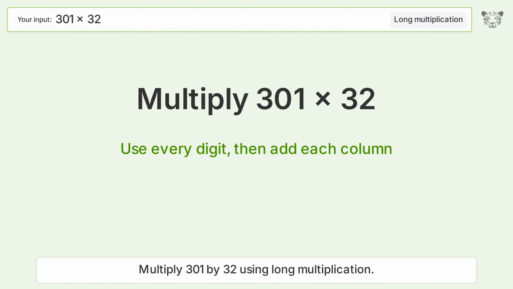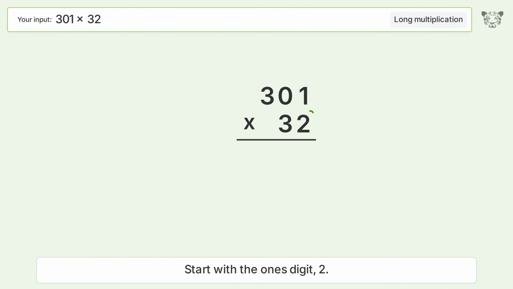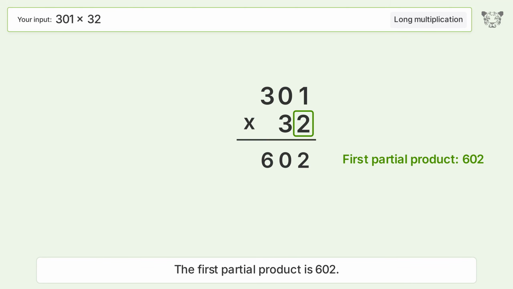Multiply 301 by 32 using long multiplication. Start with the ones digit, 2. 2 times 1 is 2. 2 times 0 is 0. 2 times 3 is 6. The first partial product is 602.